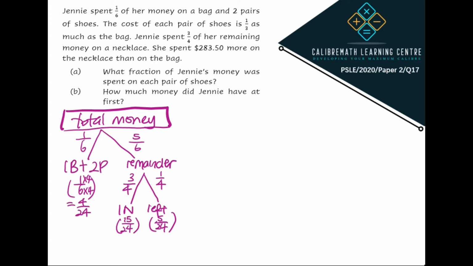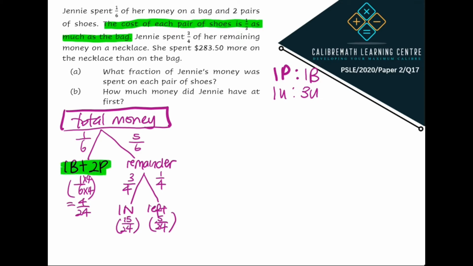Now the next information given in this question is that the cost of each pair of shoes is 1/3 as much as the bag. So we can represent this information with a ratio. So one pair of shoes to one bag is 1 unit is to 3 units. Now because we know that Jenny spent 1/6 of her money at first on one bag and 2 pairs of shoes, we can actually calculate how many units was used for that one bag and 2 pairs of shoes, because we know one pair of shoes is 1 unit, so we can find 2 pairs, and then one bag is 3 units, so we can find that for one bag.